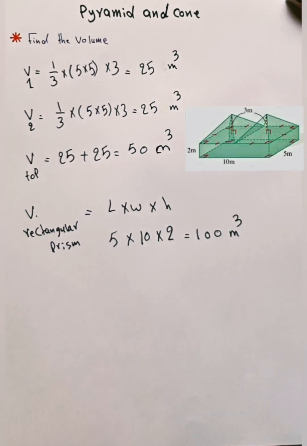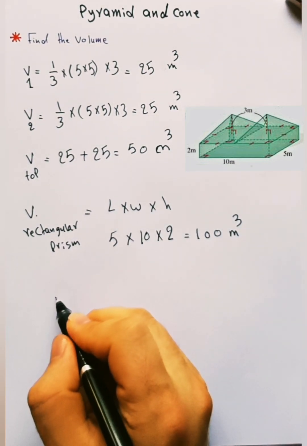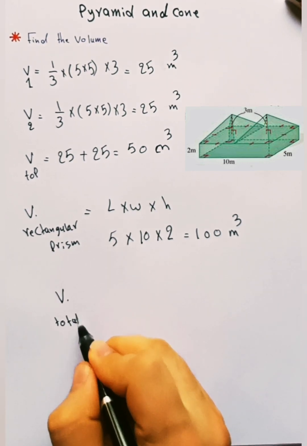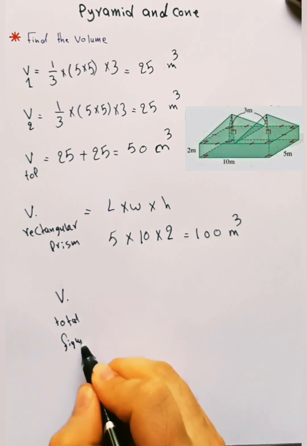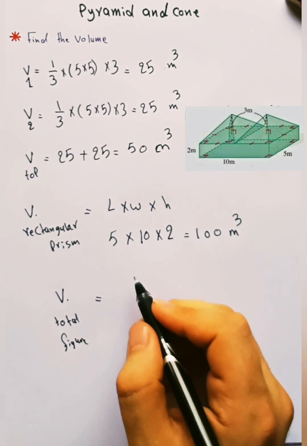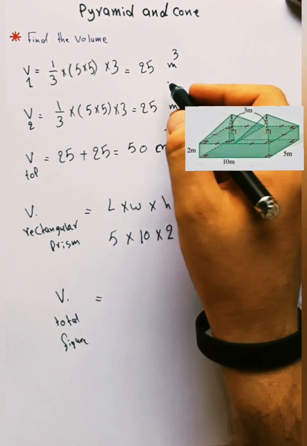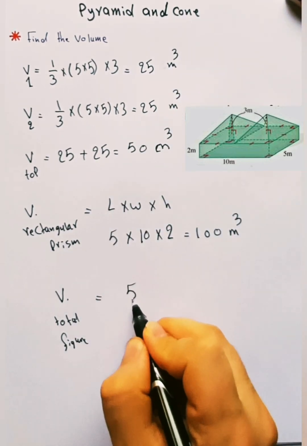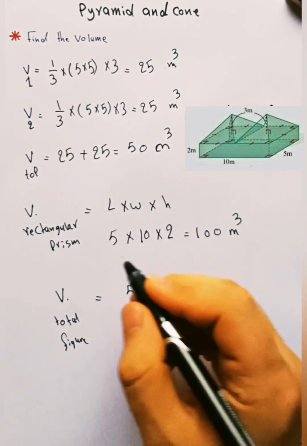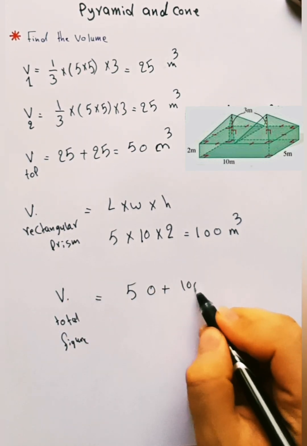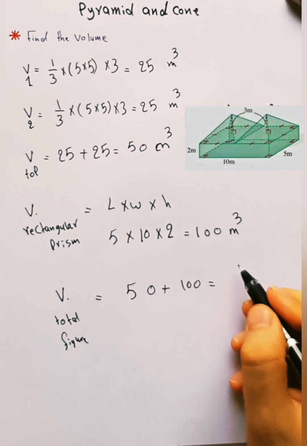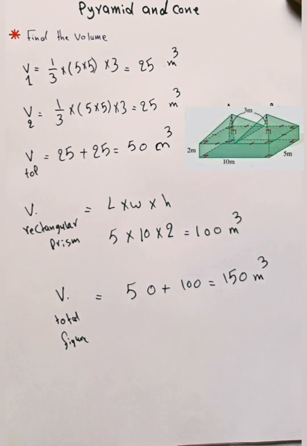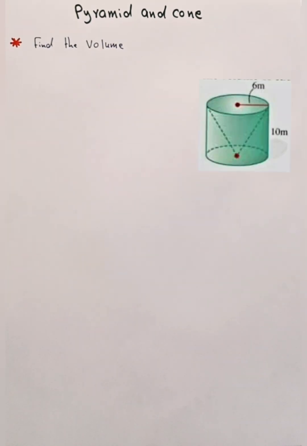So the volume for the total figure is equal to the volume for these 2 pyramids, which is 50, plus the volume for the rectangular prism, which is 100. 50 plus 100 equals 150 cubic meters.